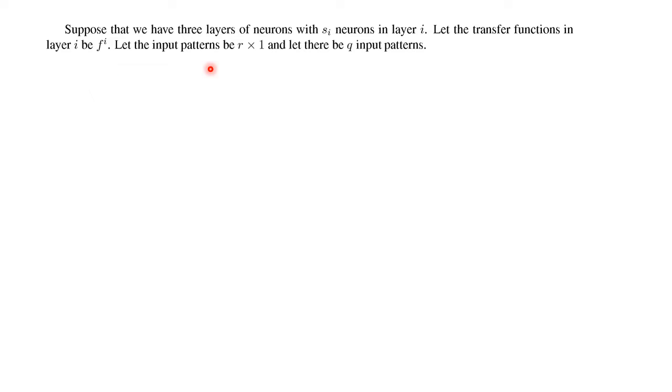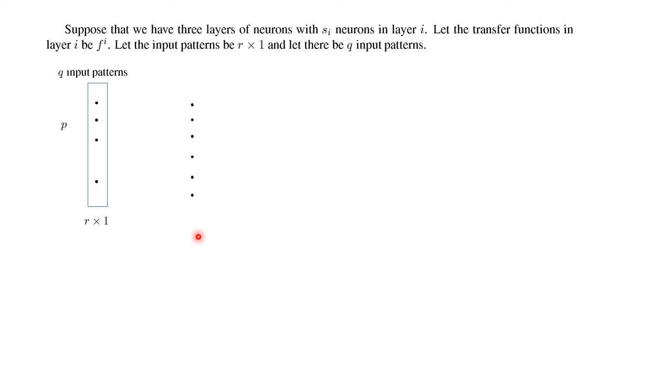Suppose we've got a neural network and we use the terminology adopted by MATLAB. They say there are Si neurons in layer i, and the transfer functions in each layer are all the same. In layer i, let fi be the transfer function. We've got an input pattern R by 1, but suppose there are Q of them. So that's a whole matrix of input patterns, and each is R dimensional. The whole set of input patterns would be an R by Q matrix.